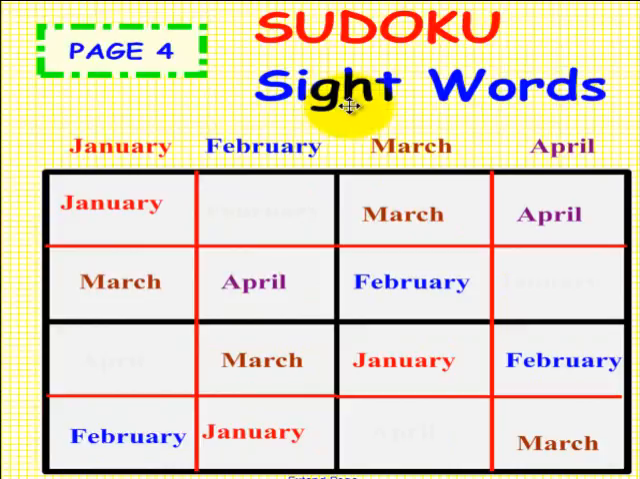The very last problem, page 4, sight words. And you'll notice we're repeating some of the months. We have January, February, March, and April. If you would please pick up a pen to find out which months are missing in these open spots. Please do that now.